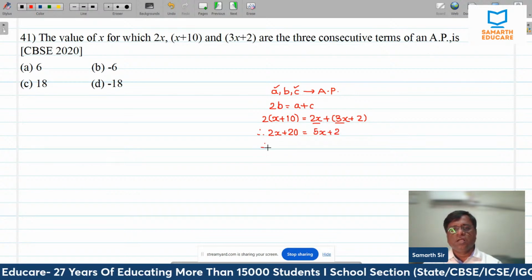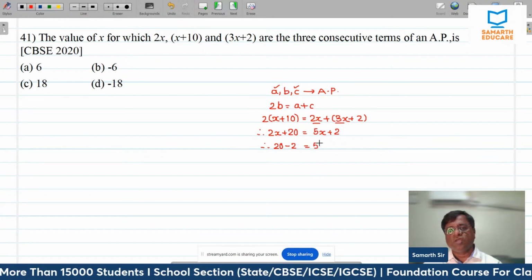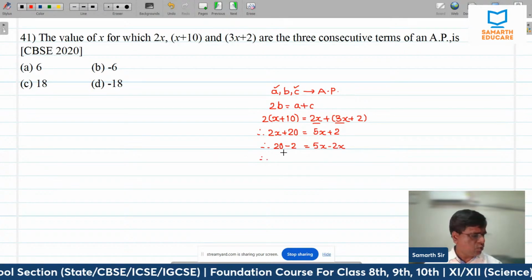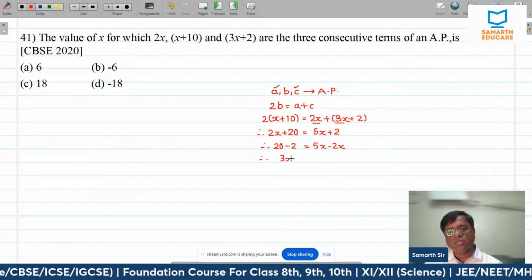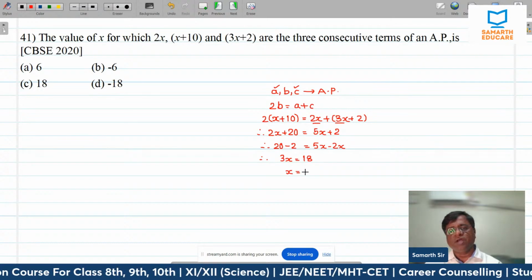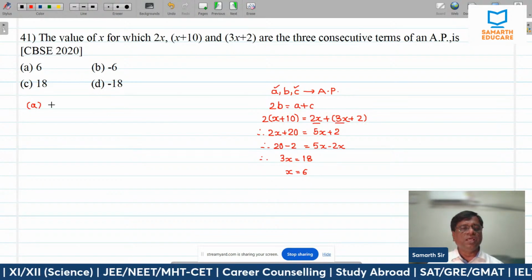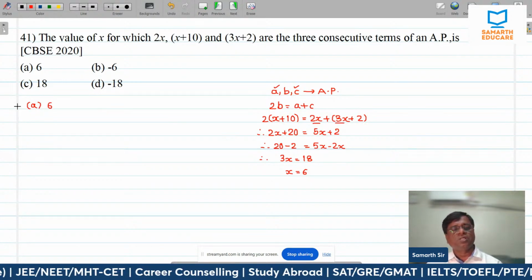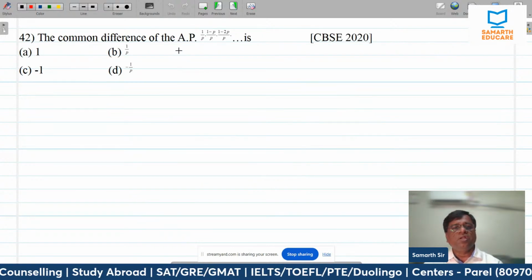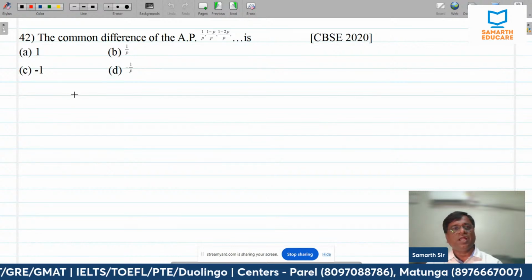Let us take the 2 on the other side. 20 minus 2 is equal to 5x minus 2x. Ultimately 5x minus 2x is 3x, equal to 18, and naturally x is 18 divided by 3, that is 6. So in this case my answer would be option with 6. Now here the common difference is to be found out. Again, this type of question is also there in ICSE.